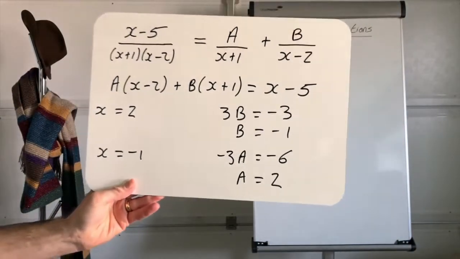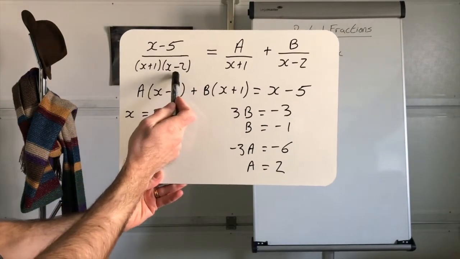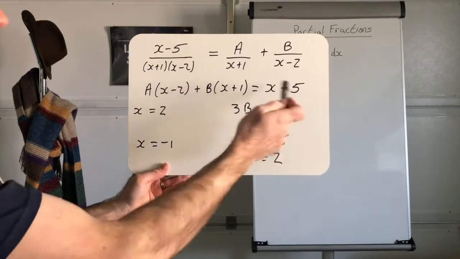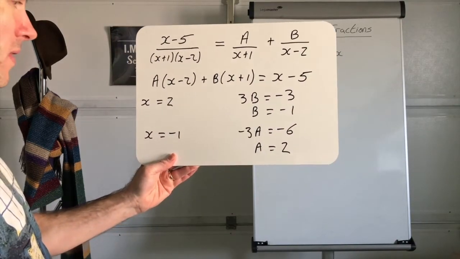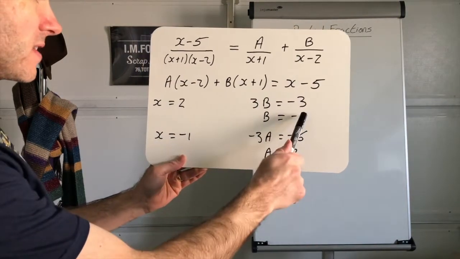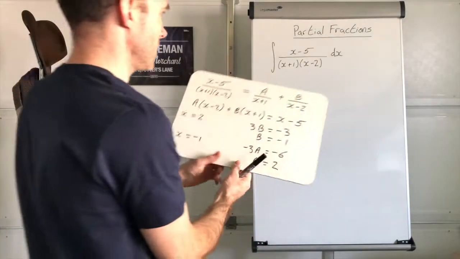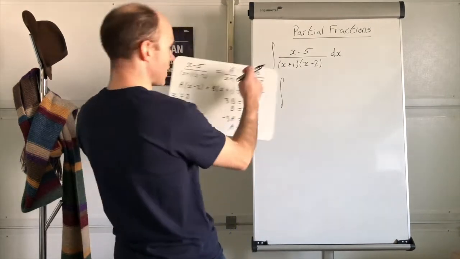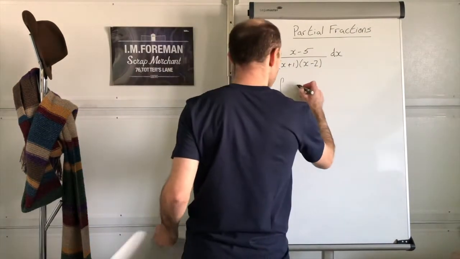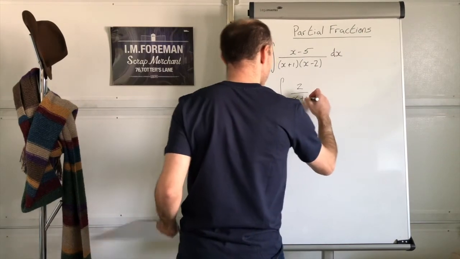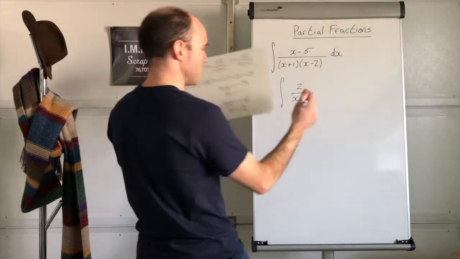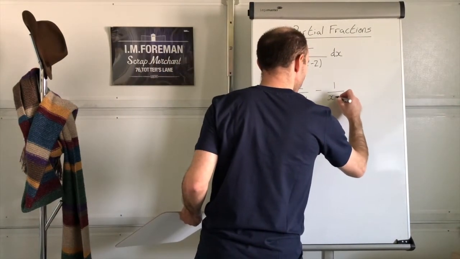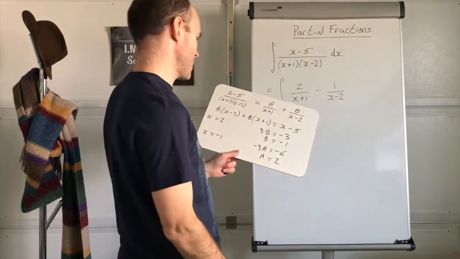Yep, good. So you've got x minus 5 over x plus 1, x minus 2. Write that out as A over x plus 1, B over x minus 2. See the next line? Hope you're happy with that. Pause the video anytime you're feeling unhappy with that. x equals 2 gives you B is negative 1, x equals negative 1 gives you A equals 2. So I'm going to write that as the partial fractions. That will be the integral of A over x plus 1, so 2 over x plus 1, and then B is negative 1, so subtract 1 over x minus 2.